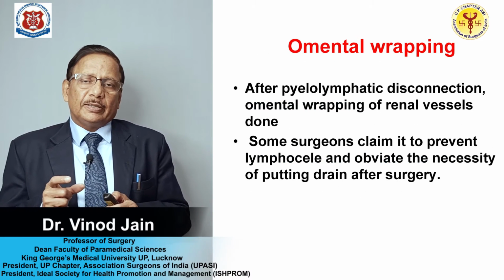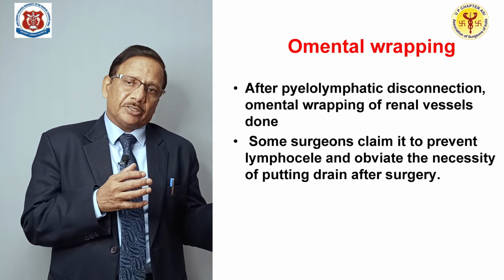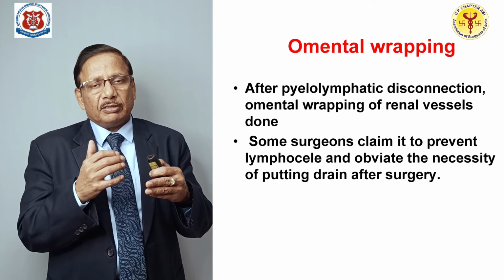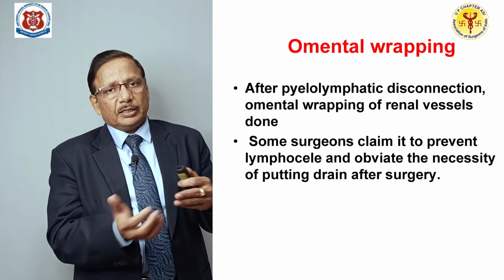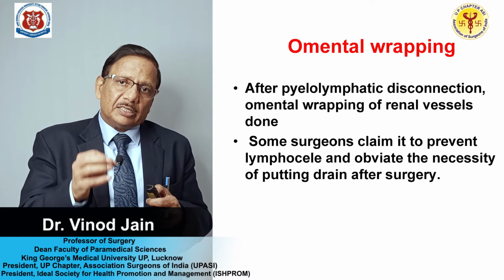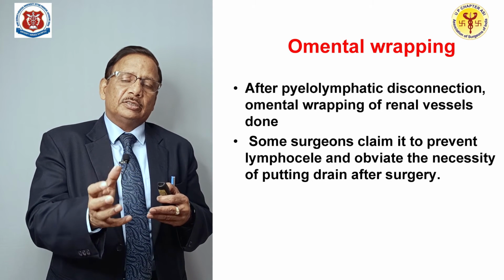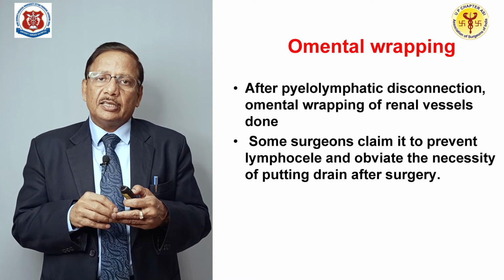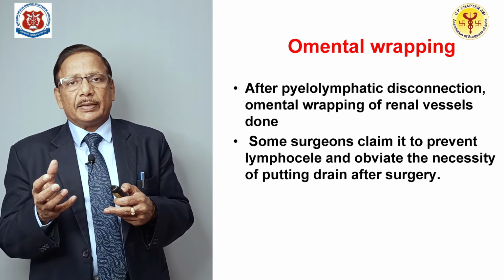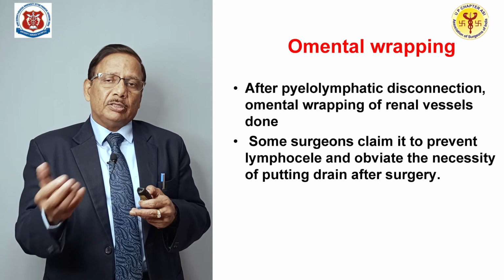Some surgeons do omental wrapping after pylolymphatic disconnection, so that it covers the renal vessels as well as the upper ureter. They claim that omental wrapping helps prevent the formation of chylocele or collection of chyle after surgery, and they do not even put any drain. Again, omental wrapping is not the only answer. It has to be combined with pylolymphatic disconnection.